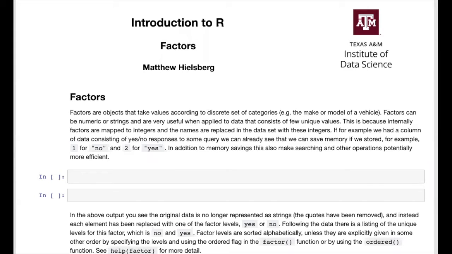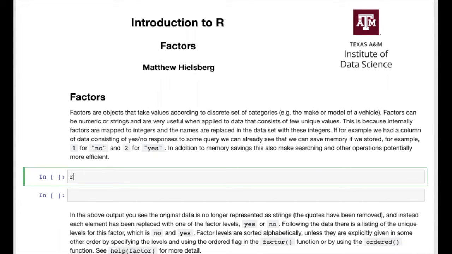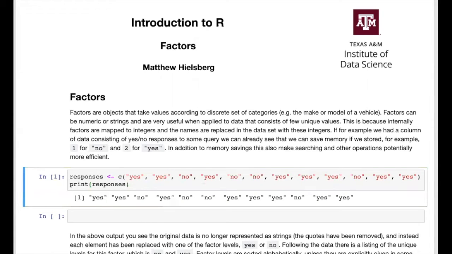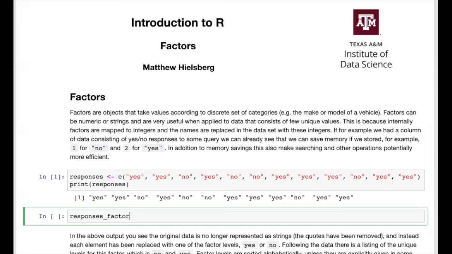For example, let's say I had a vector of data that contained the yes-no responses of some online query. So for this, I'm going to create a variable responses, and I'm going to assign it the values from our online query, and I'll simply print those out. While the example vector here is small and manageable, in reality, a vector like this may consist of thousands or more entries. But regardless of the number of entries itself, the data consists of only two possible responses, yes and no, which is perfect for factors. We can create our factor version of this data using the factor function. So I'll create a new variable, responses factor, and assign it the factor built from our responses data.